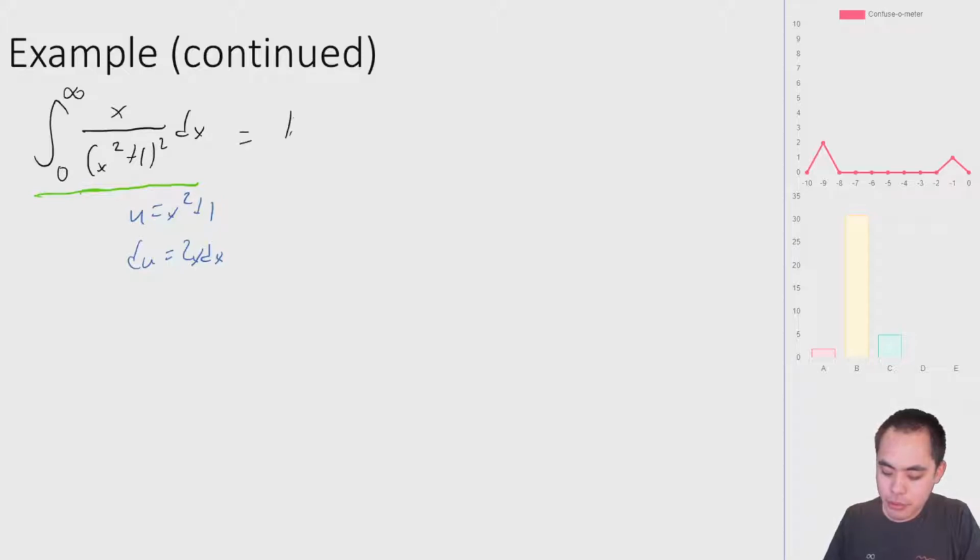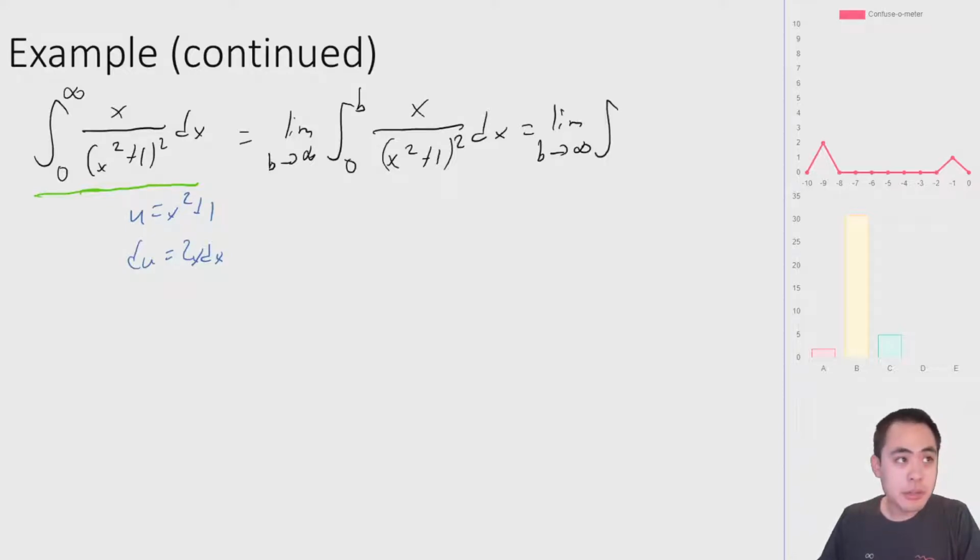So this is equal to the limit as b goes to infinity of the integral from 0 to b of x over (x squared plus 1) squared dx. So that's equal to the limit as b goes to infinity of the integral from, so we're changing the limits because we're changing the variable here, 1 to b squared plus 1 of 1/2 over u squared du.